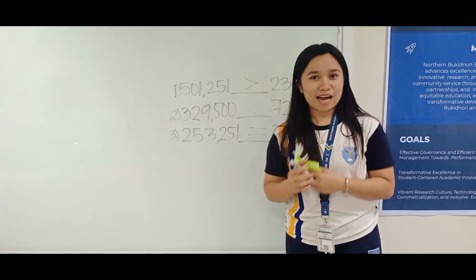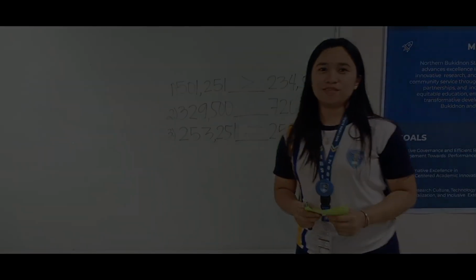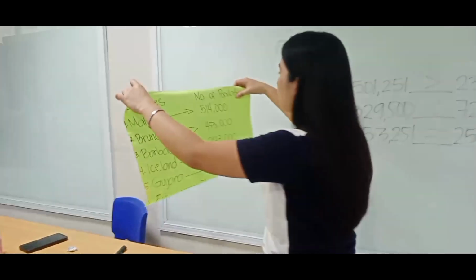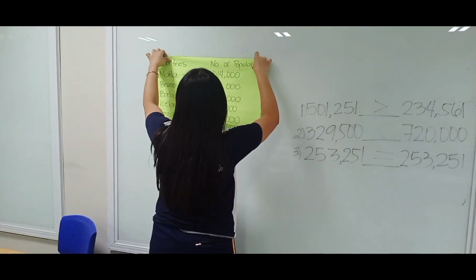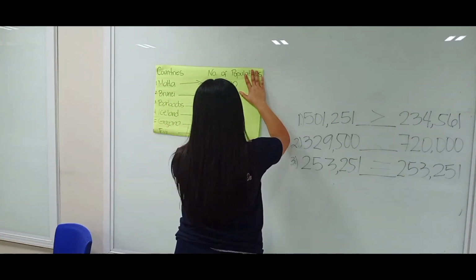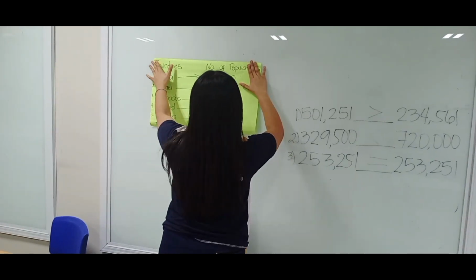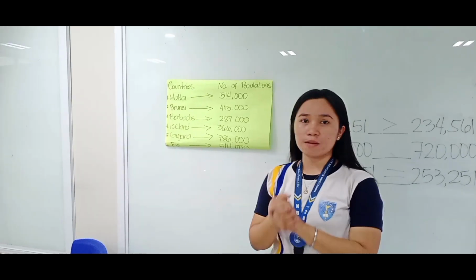Did you understand, class? Okay, good. Are you ready for the activity, class? Now I will divide you into 4 groups and you will come here in front and follow a line according to your group number. I prepared here countries with their corresponding number of populations. The first member will come here in front, and then she will compare the 2 countries that I will give.